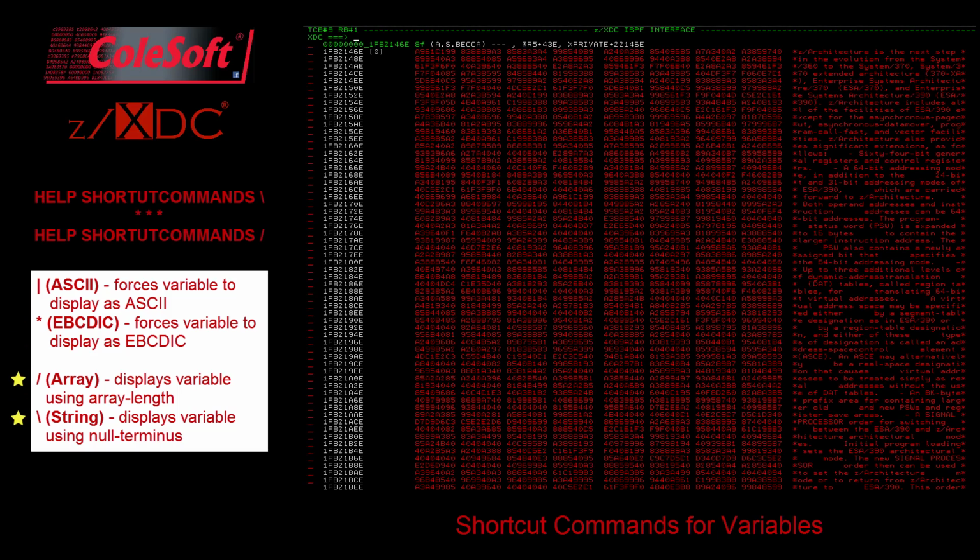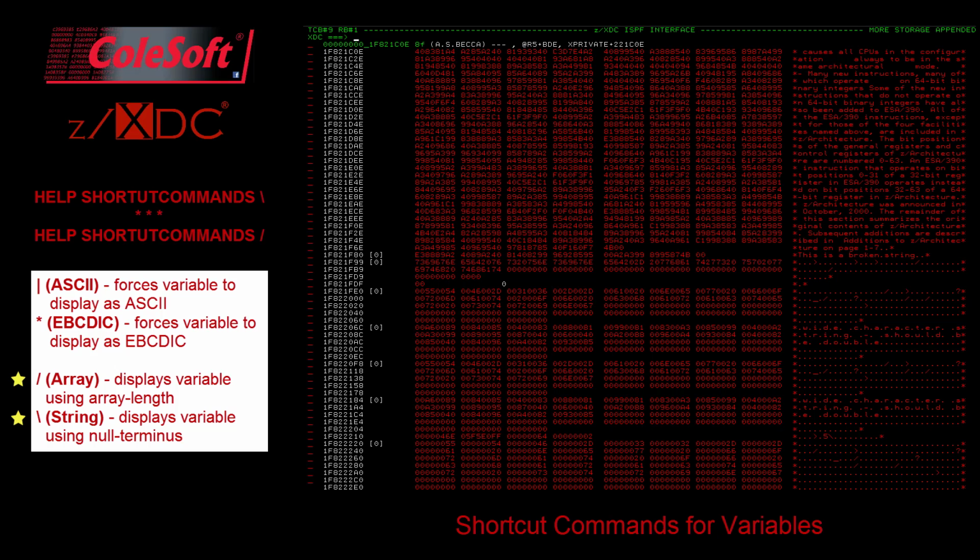The / and / shortcut commands determine how cXDC displays character strings. Character strings do not really exist as a high-level language data type. They are always built up of a vector of individual characters and have some sort of defined maximum length. The current working length of a string is defined by one of two mechanisms. Either the string has a length field associated with it, or the string contains within it a special reserved termination character, typically a null, which is a hex 00.